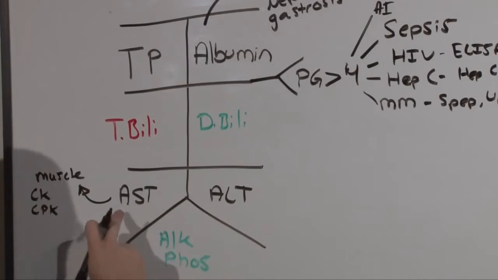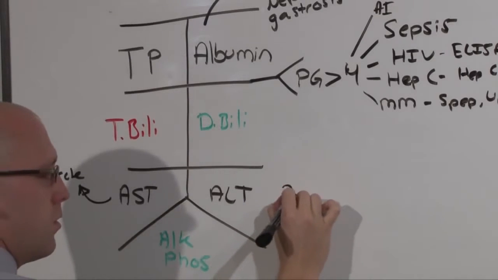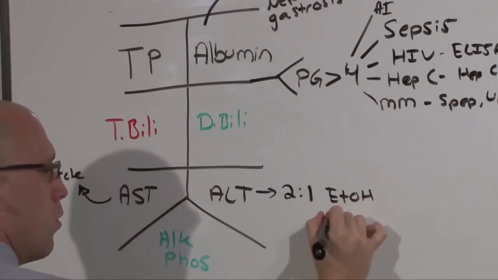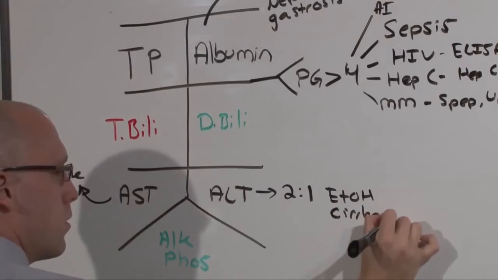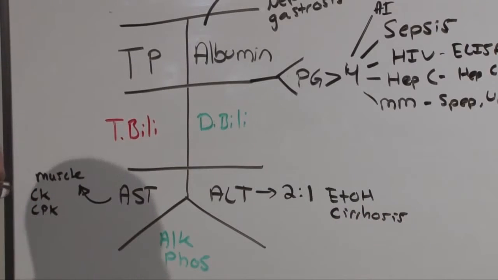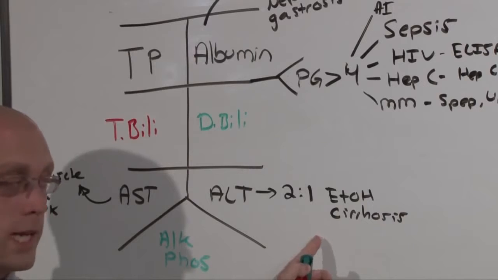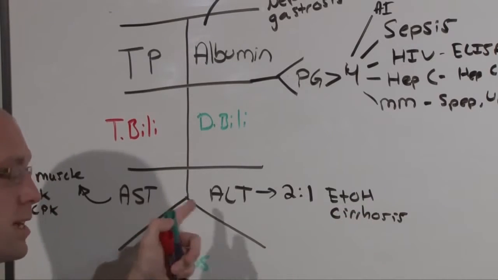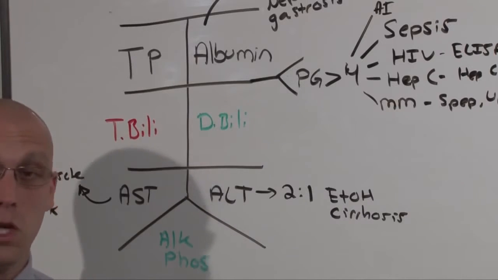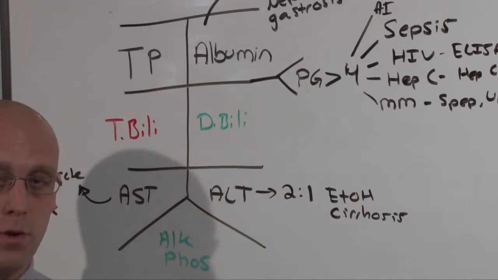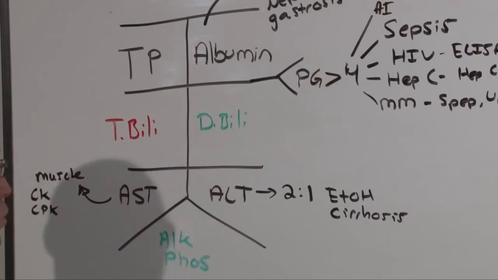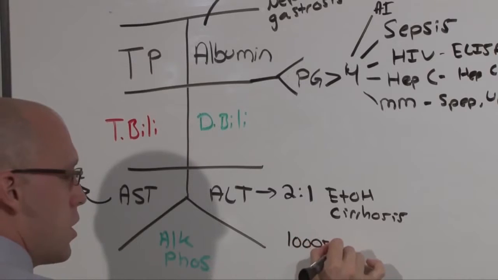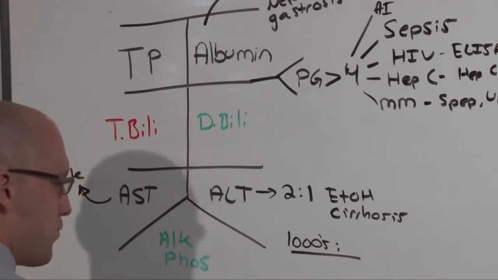Certain patterns, such as an AST to ALT of 2 to 1, may be indicative of alcoholic hepatitis or cirrhosis. They don't have to be 2 to 1, and in general, the higher the ratio, the more likely it is to be alcohol cirrhosis. But in both of these conditions, recognize that the AST and ALT don't get very high. You won't see enzymes in the thousands. Very few things do that. So if you do see AST and ALT in the thousands, think of this very short list.